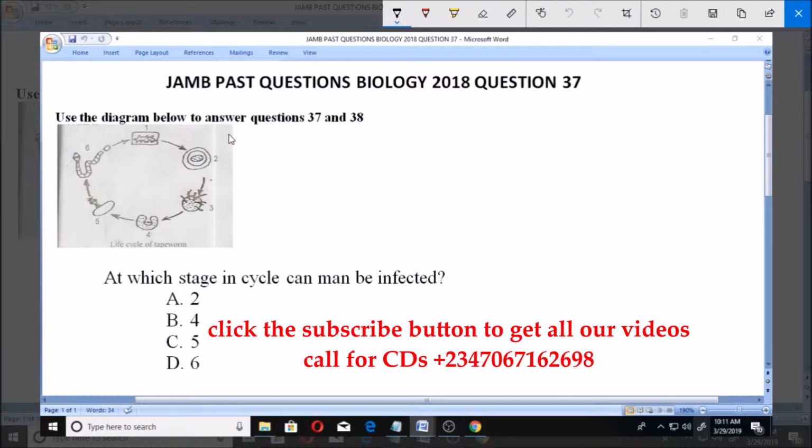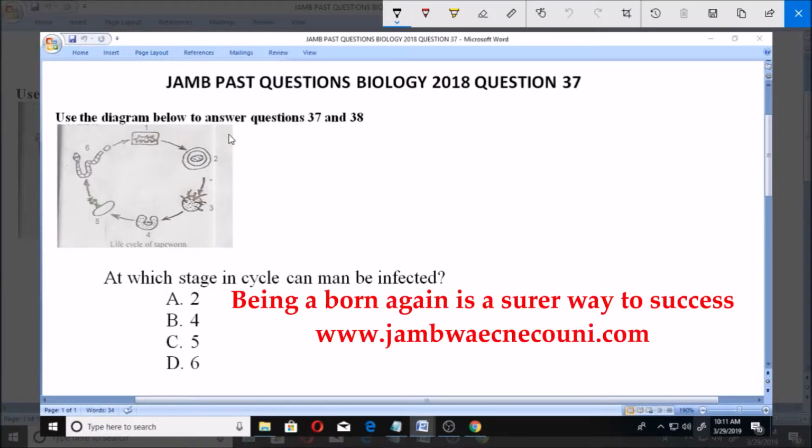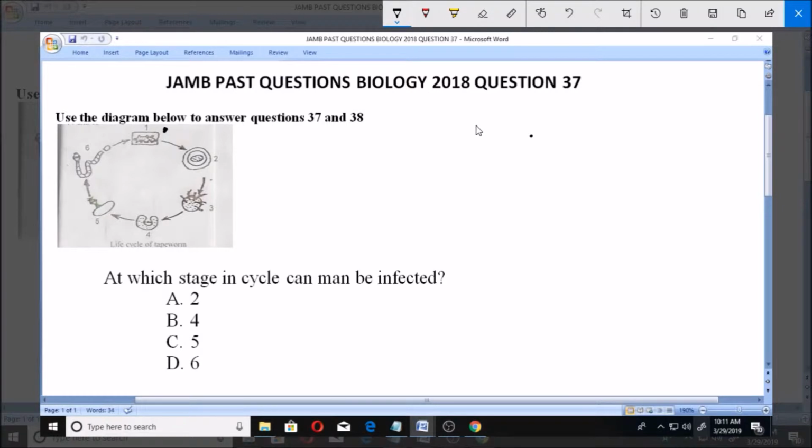For us to be able to understand this and answer it correctly, we need to know what is involved in the life cycle of a tapeworm. Now, if you have a tapeworm, this first stage represents when a human ingests raw or uncooked pork containing cysticerci. So that's what happens in this first place.